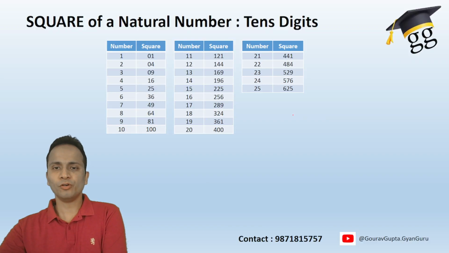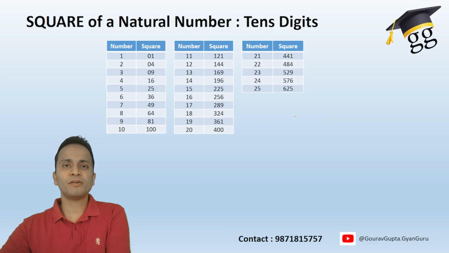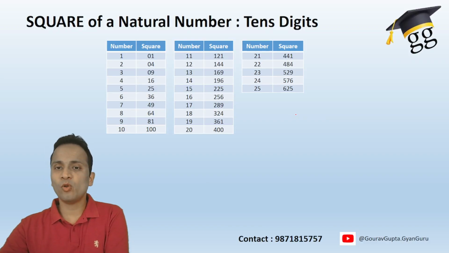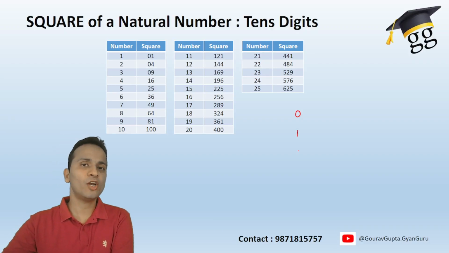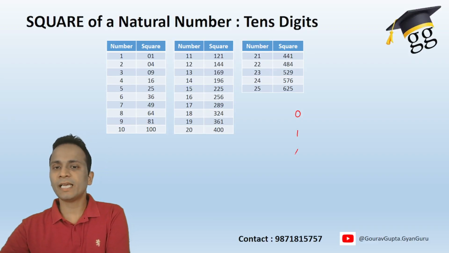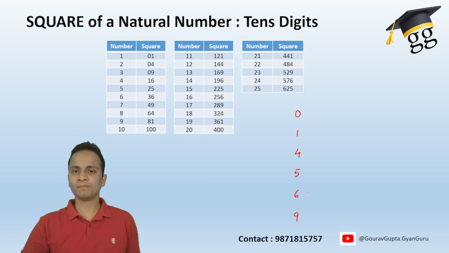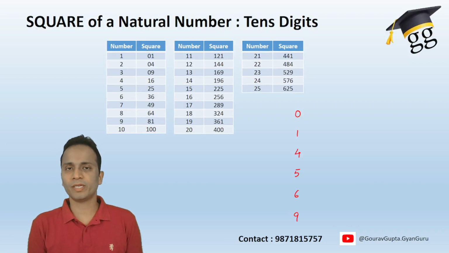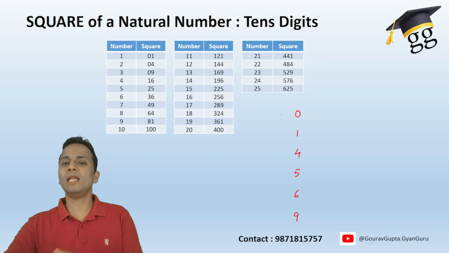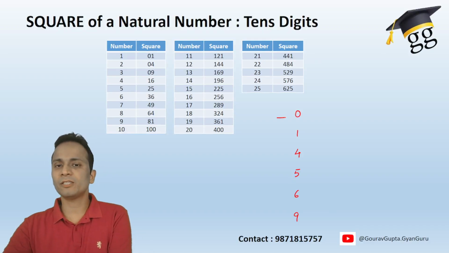Okay, so a perfect square can end with either 0 or 1. It cannot end with 2 or 3. It can end with 4, 5, 6 or 9. It cannot end with 7 or 8. All right. So these can be the possible unit digits of a perfect square. Now we are talking about the last but one digit, that means the tens digit. Okay.